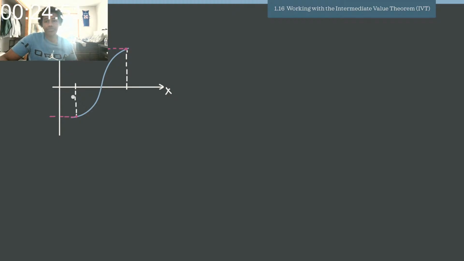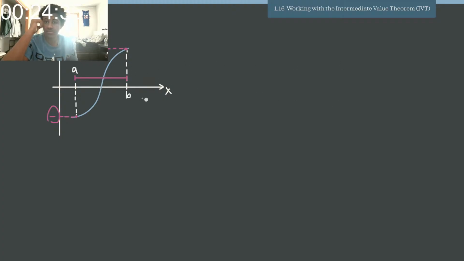The point here is if we can show that the function has a negative value at one edge of the interval and a positive value at the other edge of the interval, then the intermediate value theorem is simply telling us that the function must, somewhere inside of that interval, somewhere in between this left edge of the interval and this right edge of the interval, cross the x-axis, assuming, of course, that the function is continuous on this entire interval.